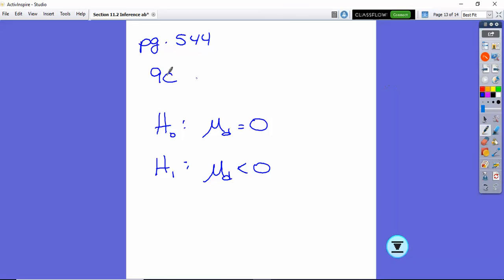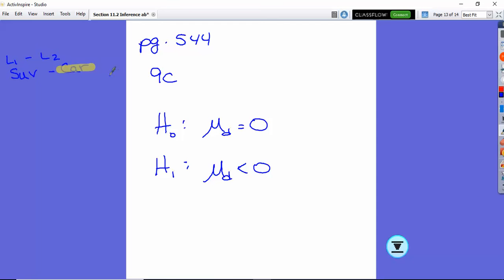So you're doing the opposite of what it says. L1 minus L2. Look at your labels. That's SUV minus car. And it said you're testing if the car is higher. So if this number is bigger, so you do a number minus something bigger, you get a positive or a negative? Negative. Okay. If the SUV were higher, it would be a positive number.